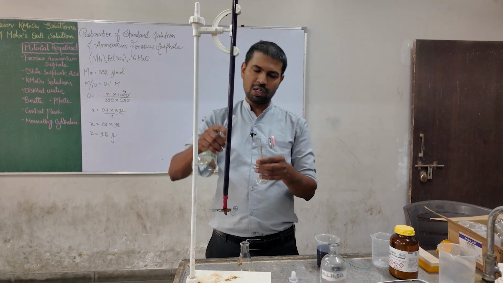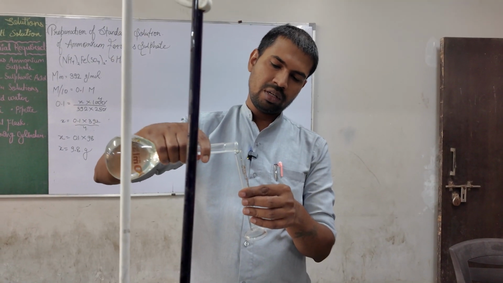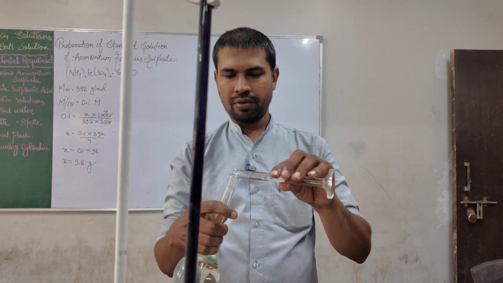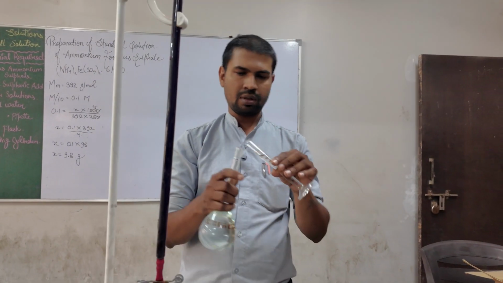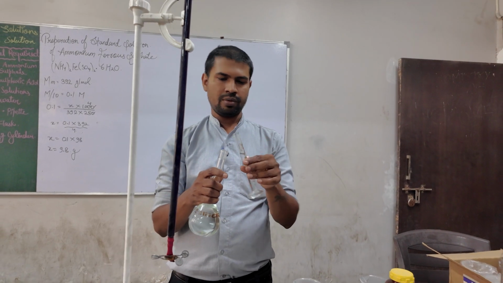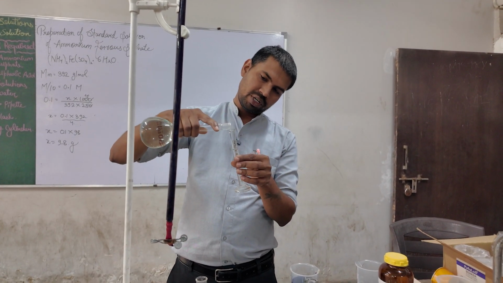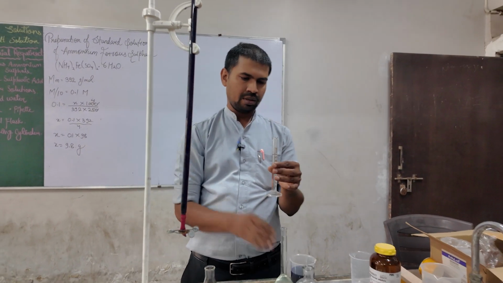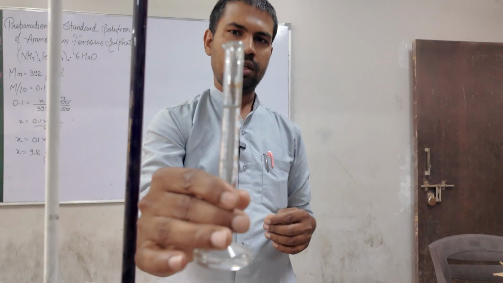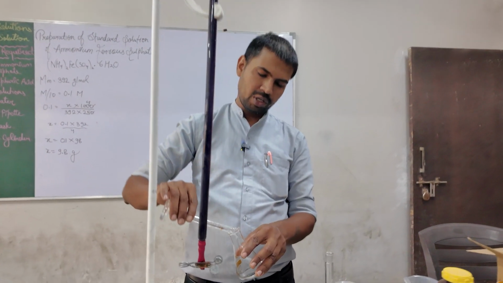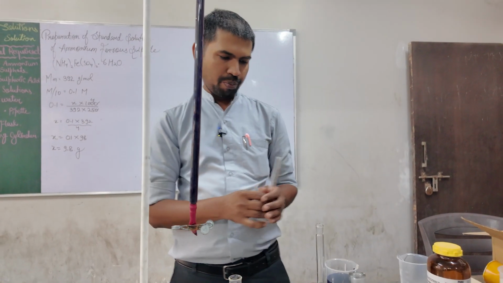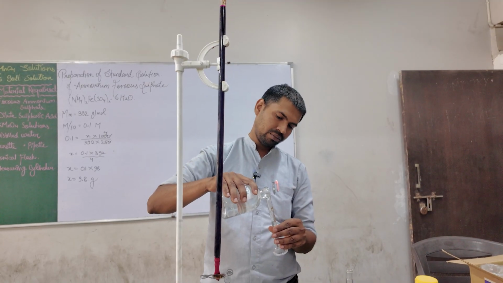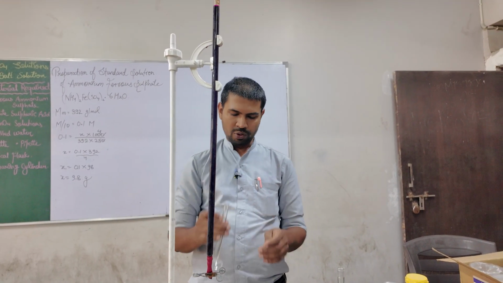So first of all, we will take 10 ml solution of ferrous ammonium sulfate into the conical flask. Make sure it's the 10 ml. Transfer it into the conical flask and add approximately 10 ml dilute sulfuric acid.